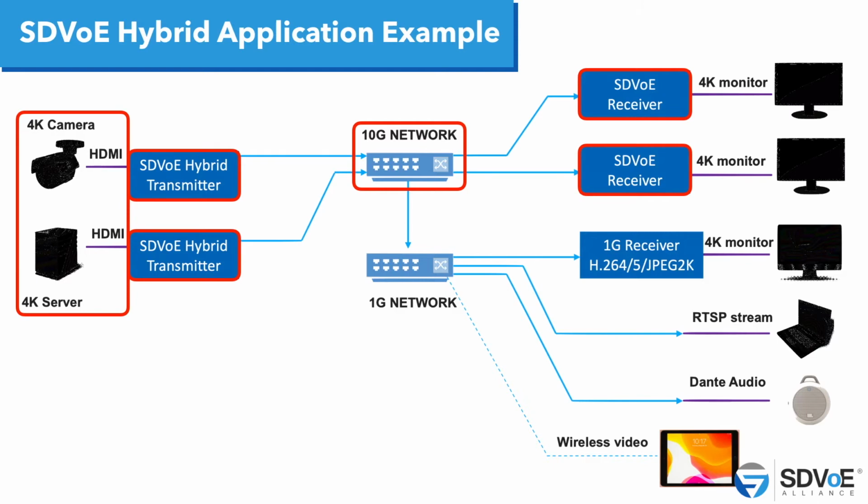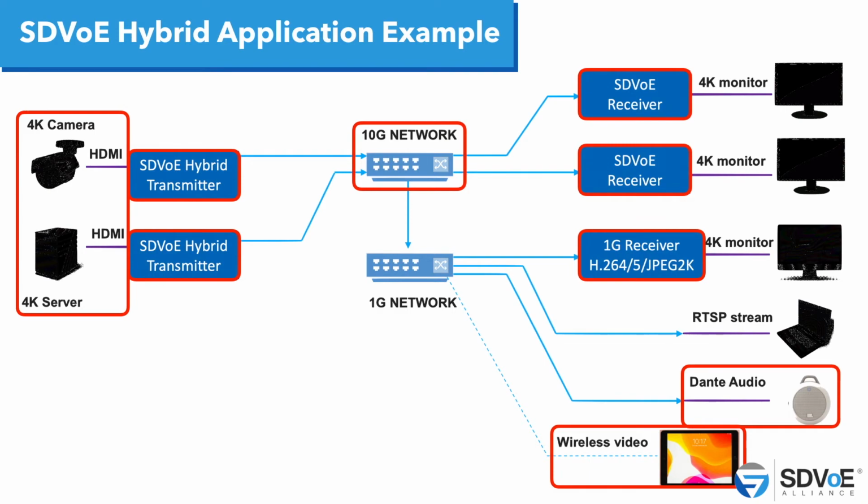But in some areas, you don't need a 4K 60 uncompressed signal. Then you can get away with a 1G receiver, using the 1G signal. You can use a 1G receiver to decode the H.264 signal to the monitor. Or if you have a computer, you can decode the RTSP stream from our encoder device. Also, if you need to send audio via Dante to the audio network, that is also possible. And lastly, if you have a 1G wireless network router, you can decode your video source on your tablet, like an iPad or Android device.